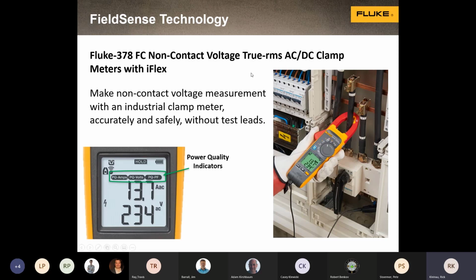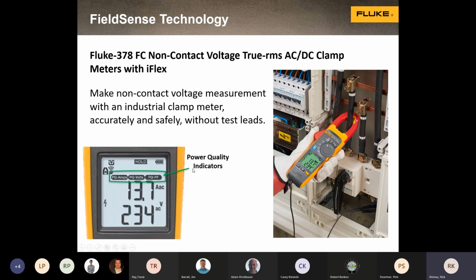But I want to show you a couple of things about this. Well, first is Field Sense. It's kind of the big deal that we're advertising. If you look at this display, you see there's only one test lead coming out, and it's grounded. So what we're doing here is making a non-contact voltage measurement. Through the jaws of the clamp, we're measuring both amperage, standard clamp meter, but also voltage. So you see 13 amps and 234 volts. This to me is a safety feature in that I don't have to put a test lead on a hot conductor up here, which is nice.